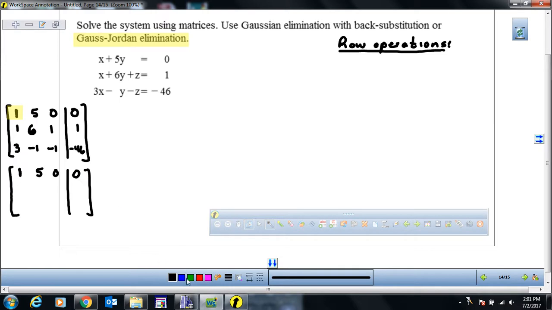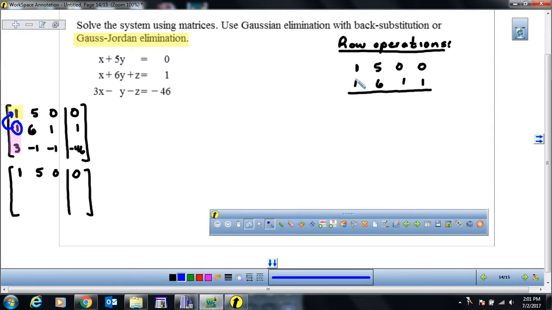The second step in the process now is that we need to make the two numbers below that 1 zeros. So we're going to start with one at a time. If I want to make that 1 a 0, it means I want this to cancel. So to cancel, I need to use a process of addition. And you're always going to add it to the equation that we made into a 1. So we're going to add the first and the second equation. So 1, 5, 0, and 0 is going to be added to 1, 6, 1, and 1.